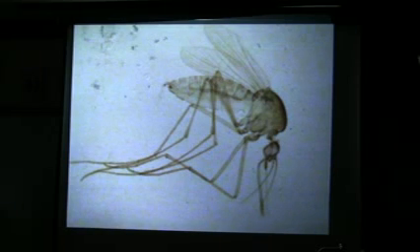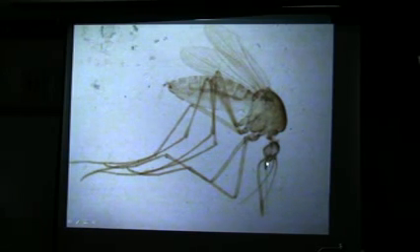Well, remember, Culex. Online, we do not have Anopheles. Anopheles look like this, but this is a Culex. And the only thing that you can tell, this is the proboscis. You guys see that? This is the proboscis. These are antennae, of course. And this is the palp.